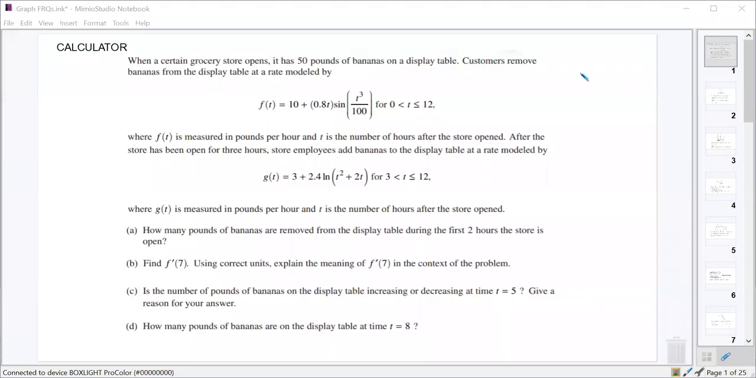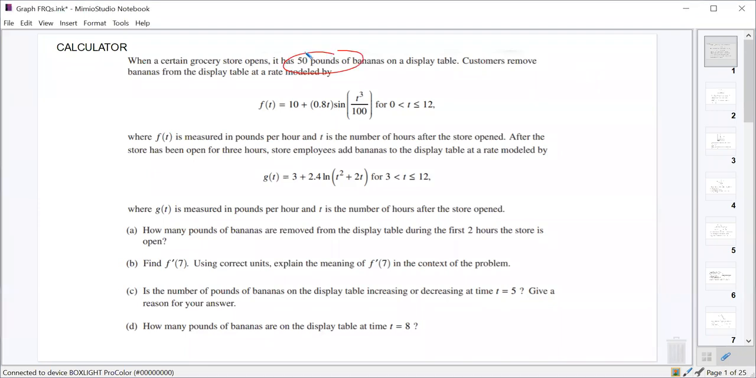Bananas. Okay. We are given two functions. One function represents the rate at which bananas are removed from the display table, and the other, the rate at which they are placed onto the display table. We'll note a couple of things.